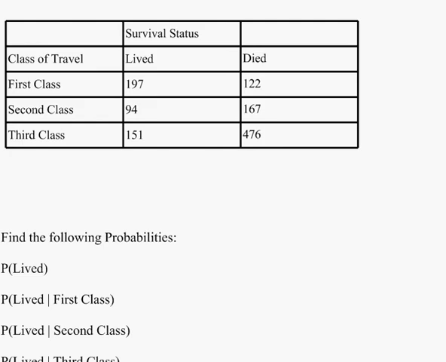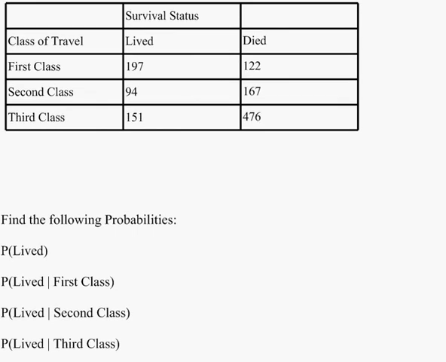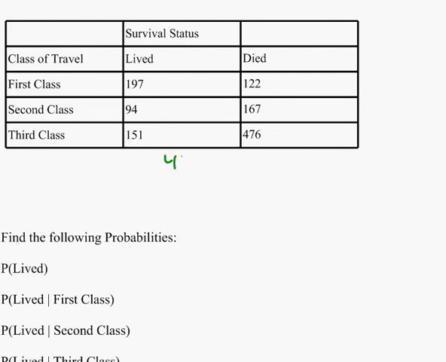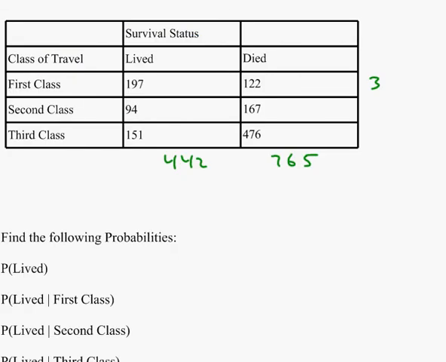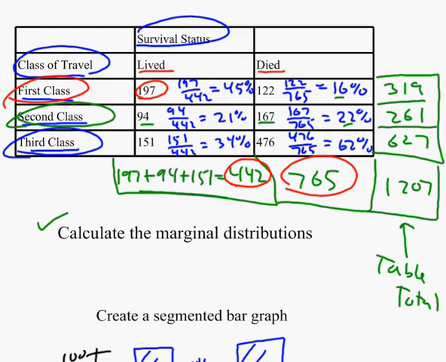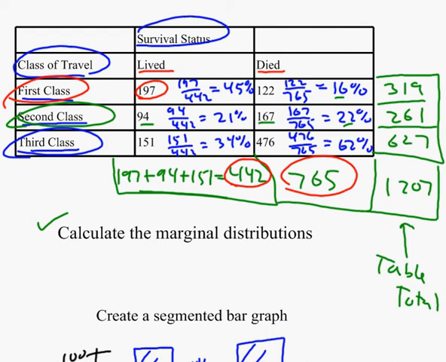All right, let's try and answer some probability questions. With all of these charts, you can answer some probabilities. I will say that it's helpful to have those margins in here again. Let me just remember what they were. So this was 442, 765, 319, 261, I believe, and 627. And then 1207 to finish off as a total. Yep. Okay, there we go.